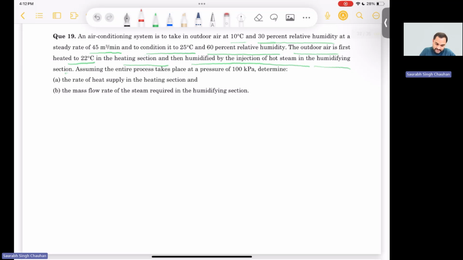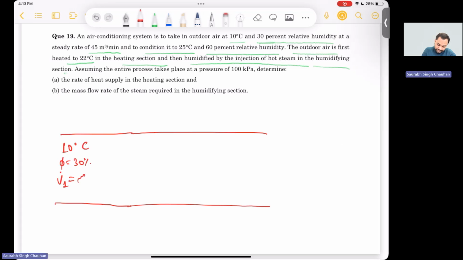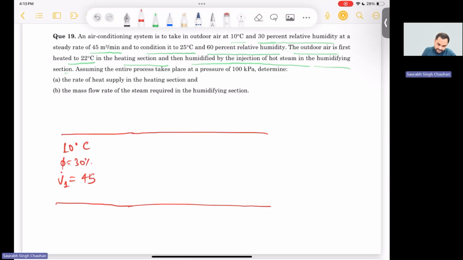So what this question is saying is there is some air conditioning system which has to take some outdoor air. Let us say this is our system. From outdoor, it is taking some air. The outdoor conditions are 10 degrees Celsius, relative humidity 30%, and volume flow rate 45 meter cube per minute.